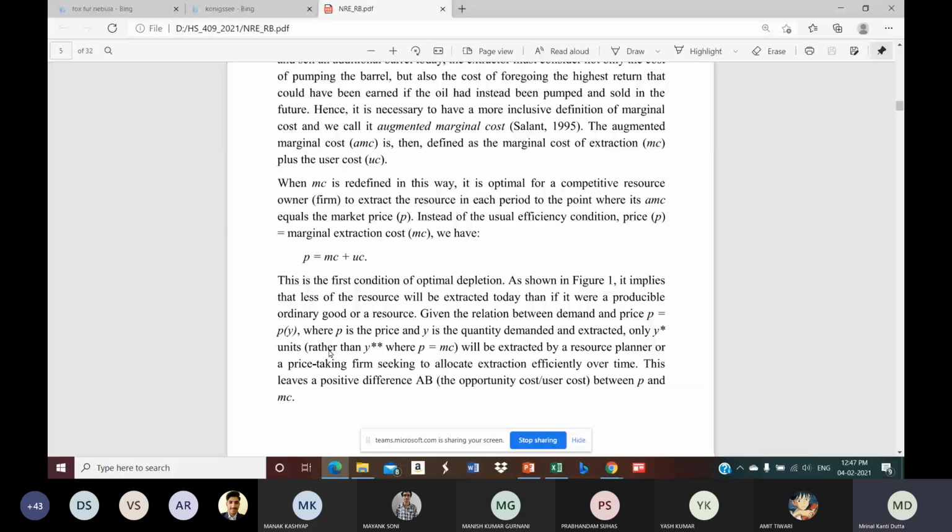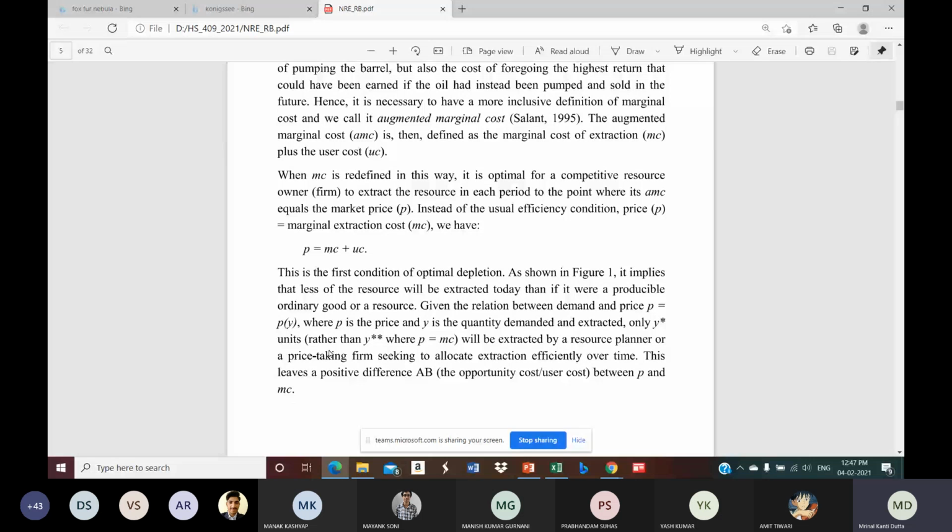Basically, this one: P is equal to MC plus UC. So when you define marginal cost as comprising both the marginal cost of production as well as user cost, then we get this augmented marginal cost. For optimal allocation or extraction of this type of exhaustible resource, in the case of ordinary goods and services, we say that equilibrium is attained at a point where price is equivalent to marginal cost, and that marginal cost is the marginal cost of production. Here, the optimal condition for equilibrium for using exhaustible resources will be accordingly modified.